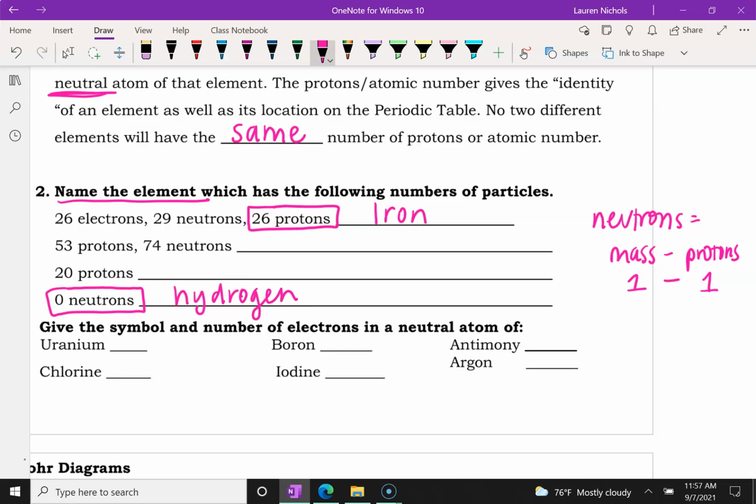Well, most of them don't. Some do, but most do not have any neutrons. So you should be able to use your protons. And then antimony, guys, antimony is Sb. And so if you have the number of electrons, that should be 51 electrons, okay? So you can use that. Uranium is a U, and it's number 92, so it has 92 electrons, okay? So you should be able to fill in all of that.